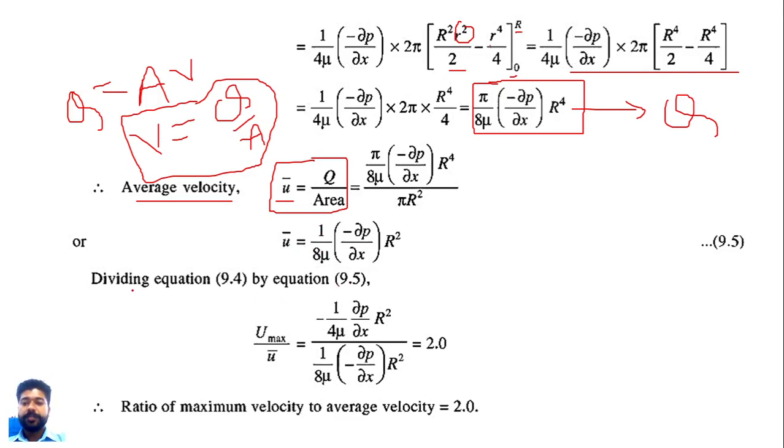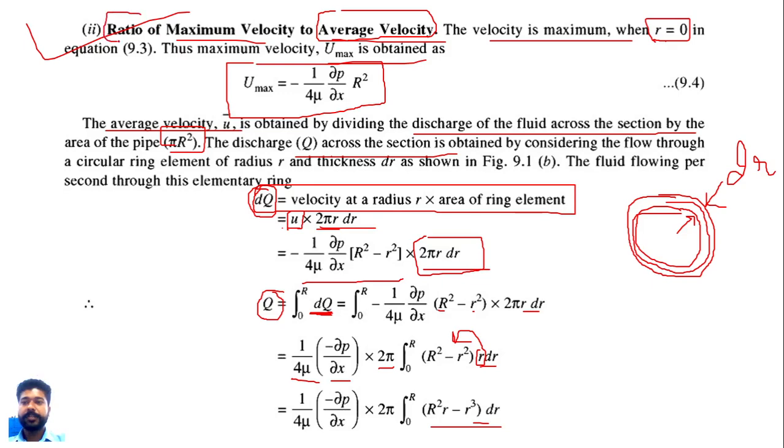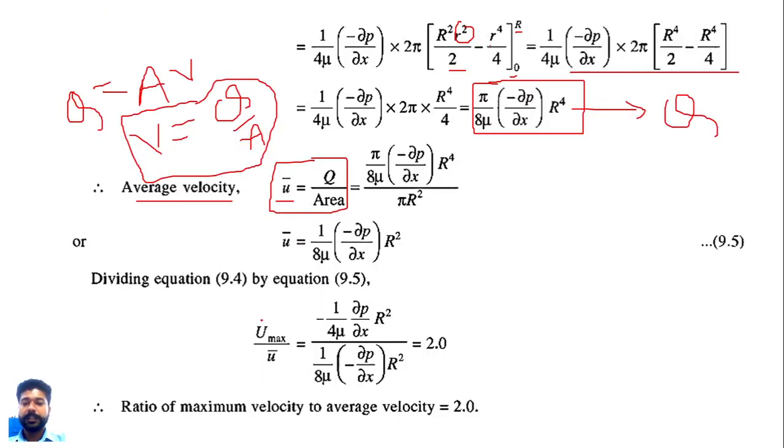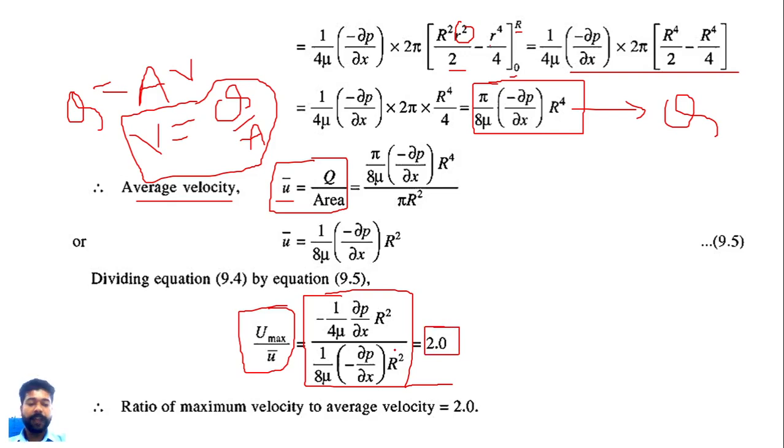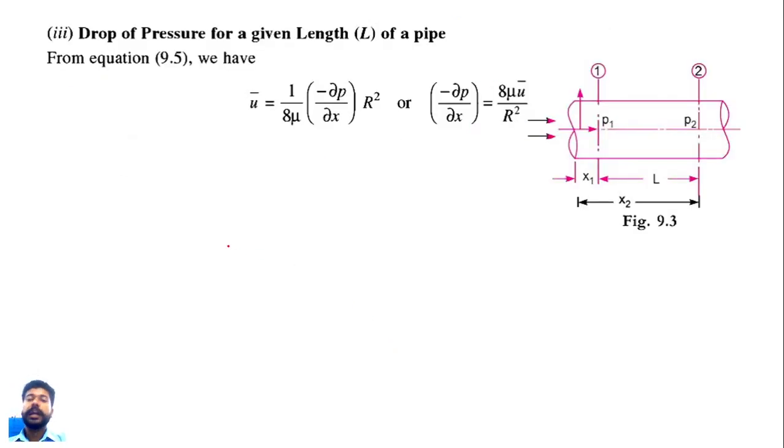So by dividing, what we are going to find? We are going to find the ratio of maximum velocity to the average velocity. So the ratio of maximum velocity to the average velocity is somewhat like this, and that equals 2. The ratio of maximum velocity to the average velocity equals 2.